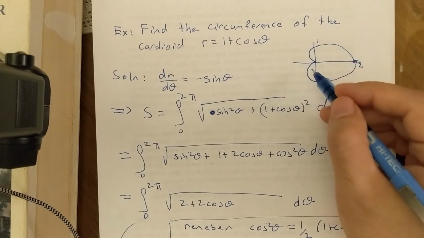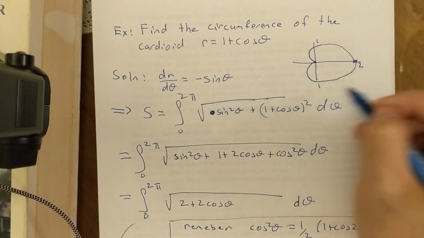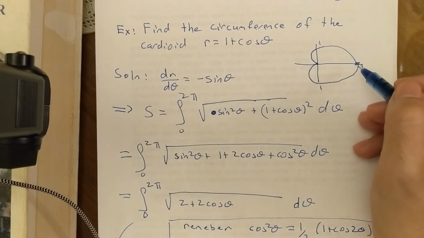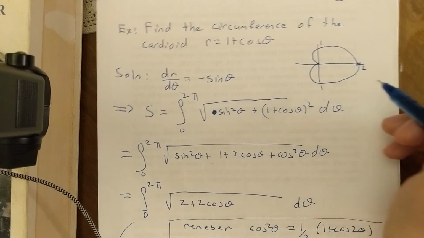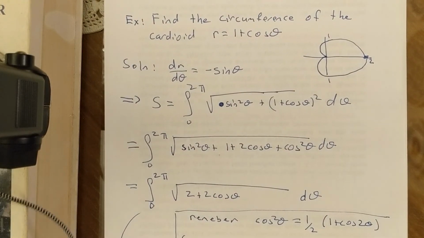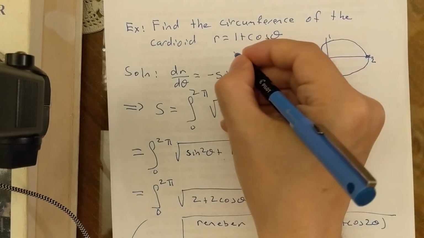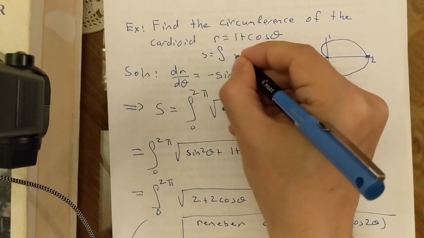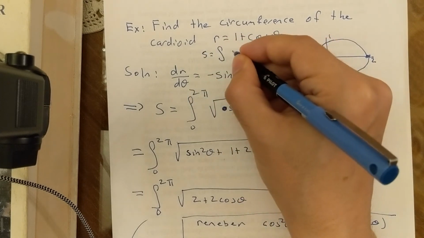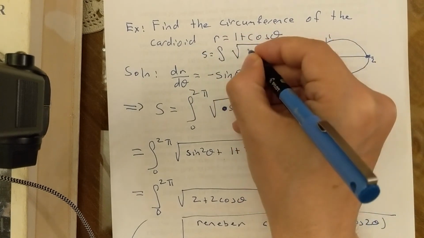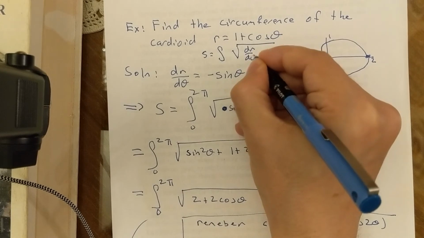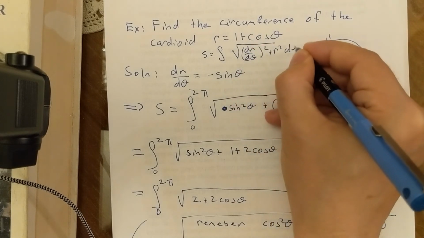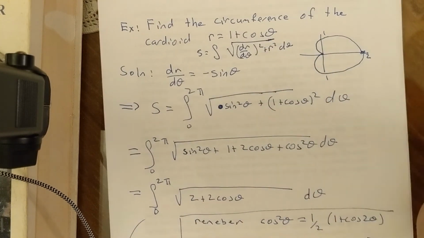I wanna figure out what the circumference is. Last time we found the area of it, so we found how big our hearts are, kind of. This time we want to find the circumference of it. Now remember the formula. Let me rewrite the formula here so that it's right in front of us. Remember the formula was S is equal to the integral of the square root of (dr d theta) squared plus r squared d theta. Okay, so that was our formula.